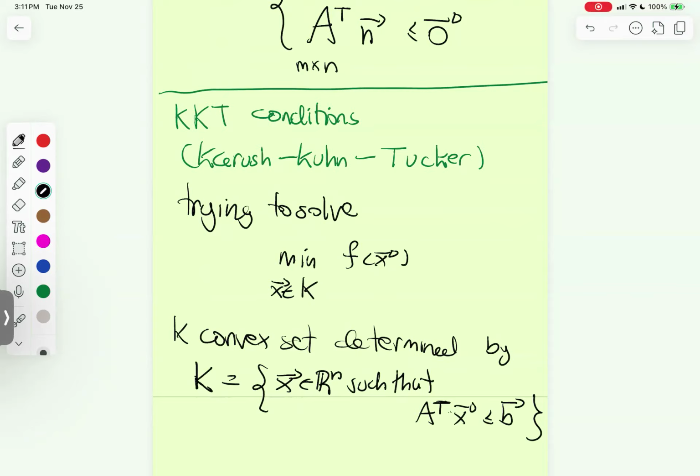But just the way I'm thinking about it, I'm thinking of the matrix A as being the one whose columns generate the cone when I use Farkas' lemma, so that's why I have to write it this way.